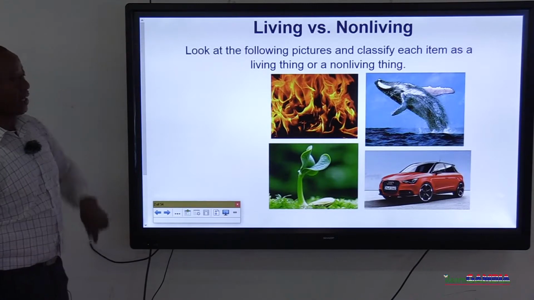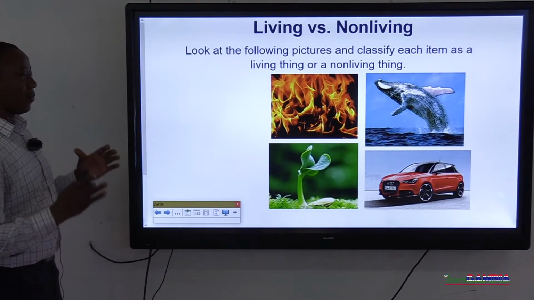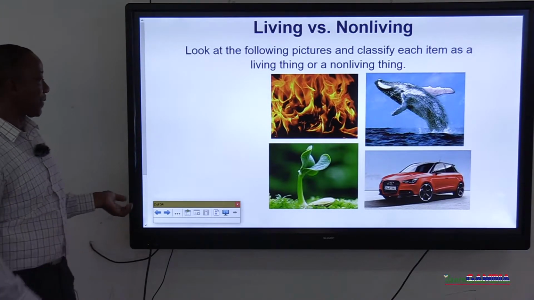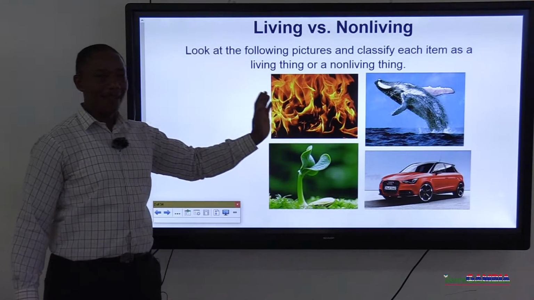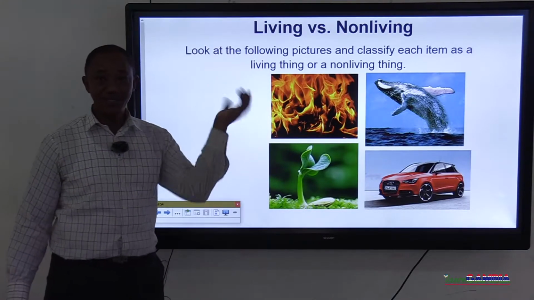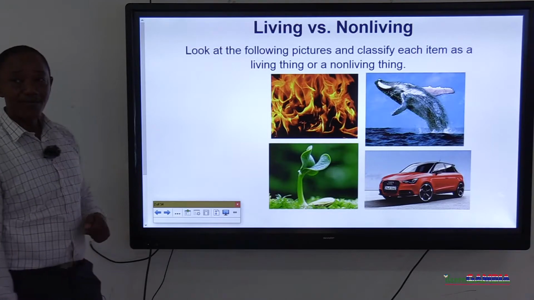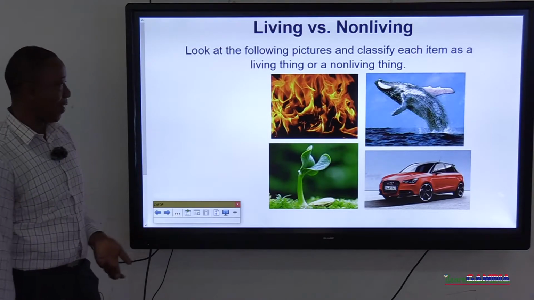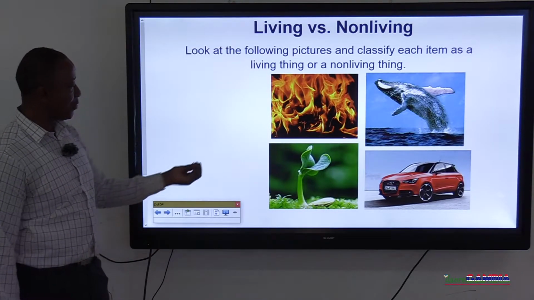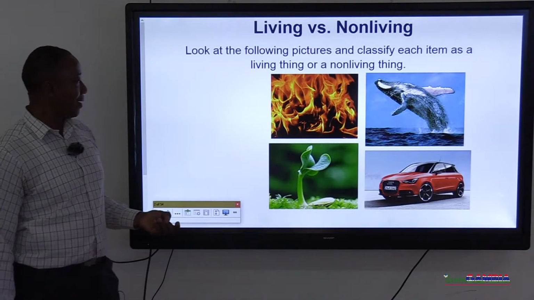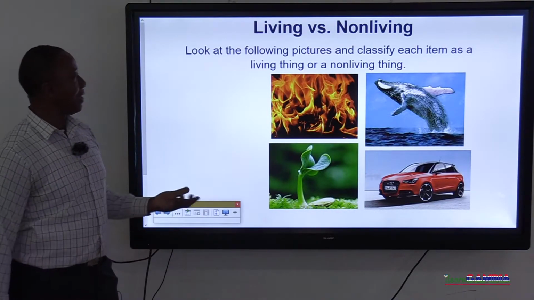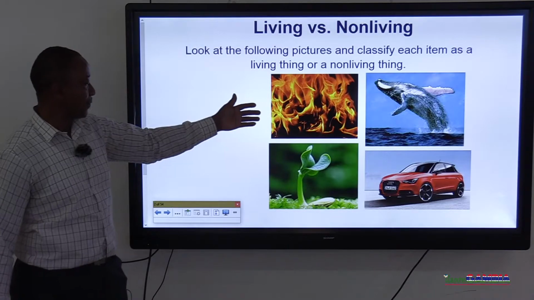So we will try to concentrate more on what makes things living. If we look at the fire, it's as if it's moving. You can see the flame moving. The flames make noise, like they're talking, and they're using up energy, like they're feeding. But will that be enough to call them living things?